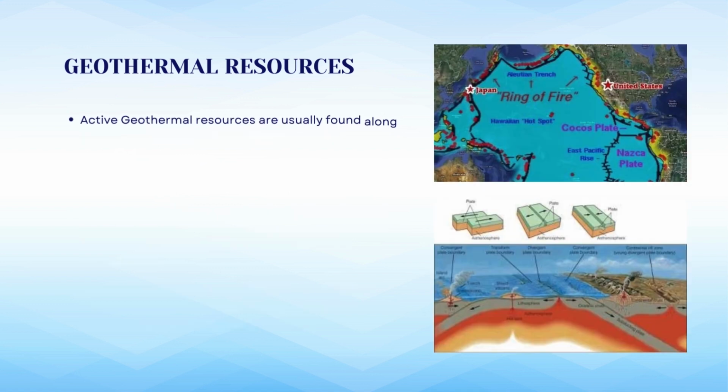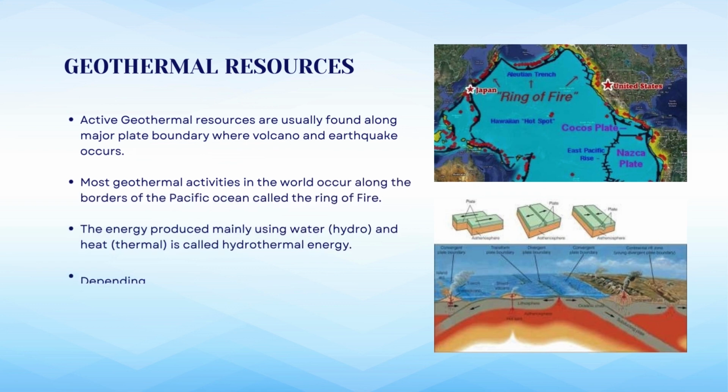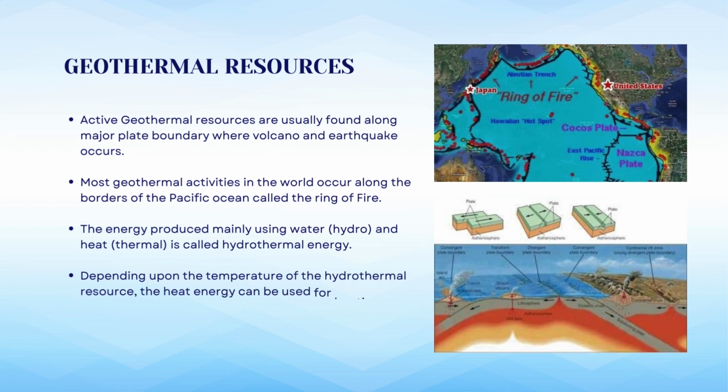Active geothermal resources are usually found along plate boundaries where volcanoes and earthquakes occur. Most geothermal activity in the world occurs along the borders of the Pacific Ocean, called the Ring of Fire. The energy produced mainly using water, hydro or heat thermal, is called hydrothermal energy, depending upon the temperature of the hydrothermal resources. The heat energy can be used for heating, making electricity, or in a heat pump.